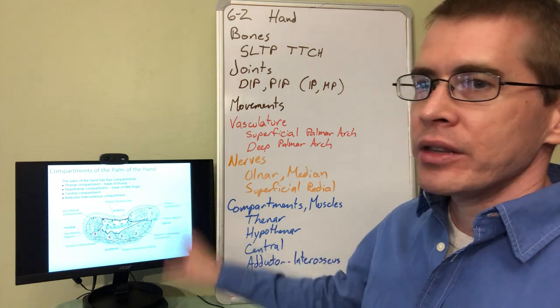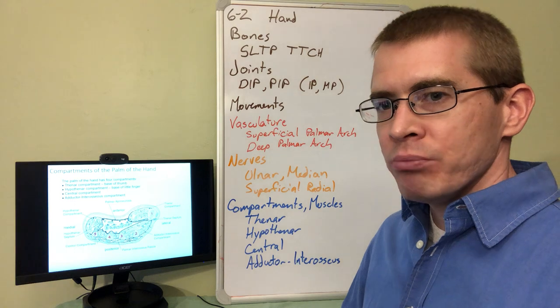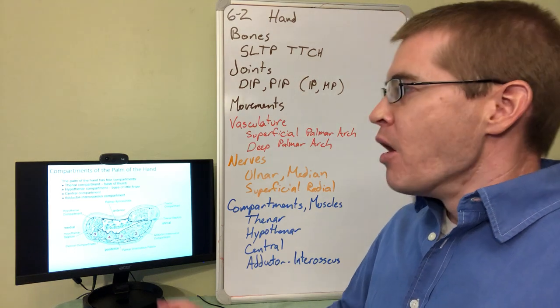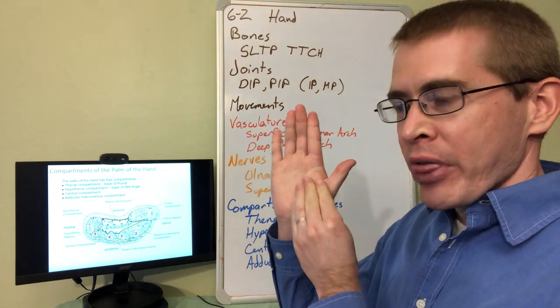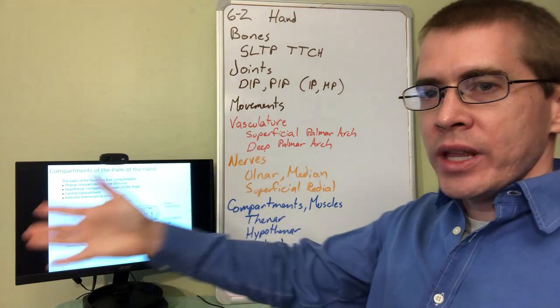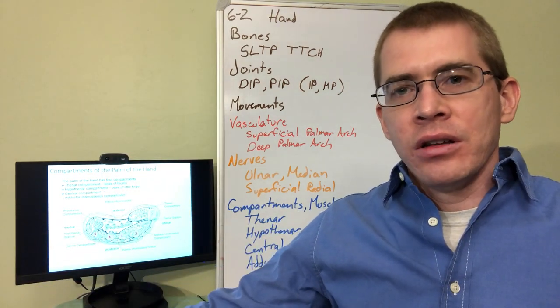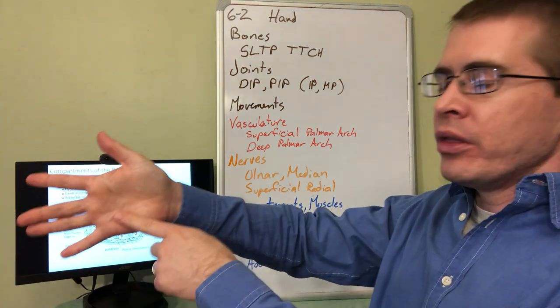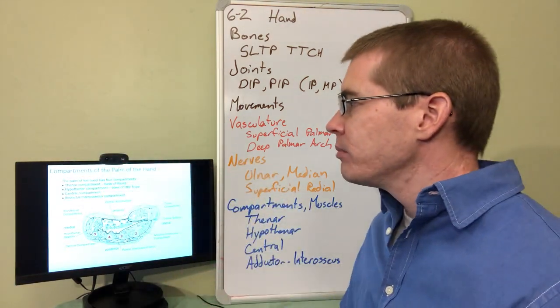So now let's look at the compartments of the hand. There are four different compartments. The two main compartments that we're going to deal with are the thenar compartment at the base of the thumb, thenar for thumb, and hypothenar for below the thumb. So in the anatomical position, the hands and arms, the limbs, are at an angle downward. The hypothenar compartment is below the thenar compartment.